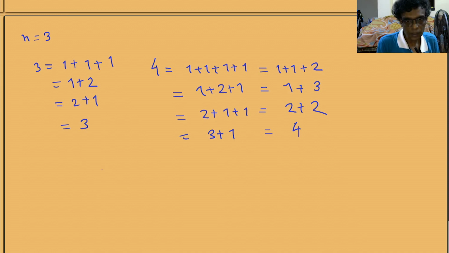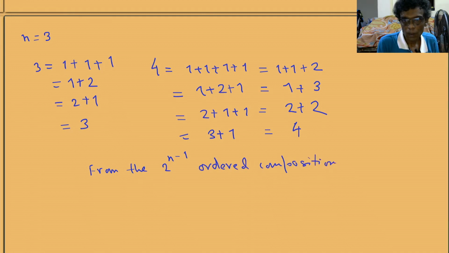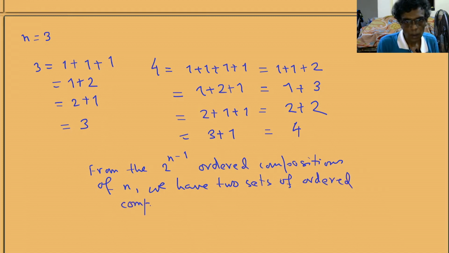So in other words, from the 2 power n minus 1 ordered compositions of n, we have 2 sets of ordered compositions of n plus 1.